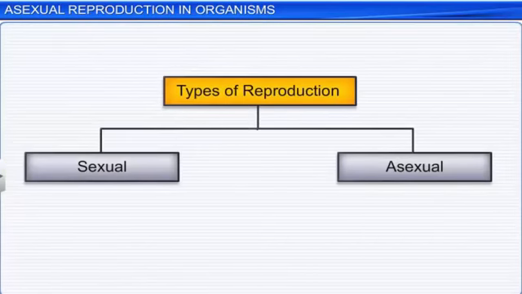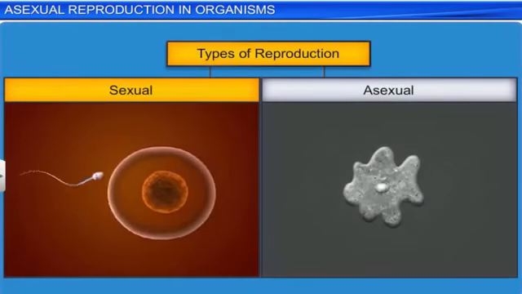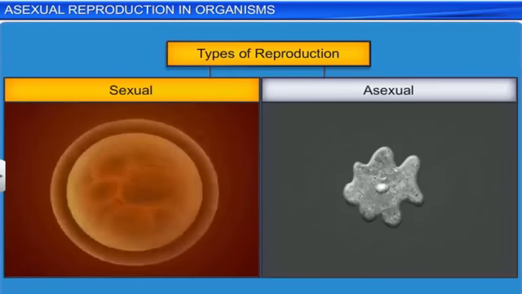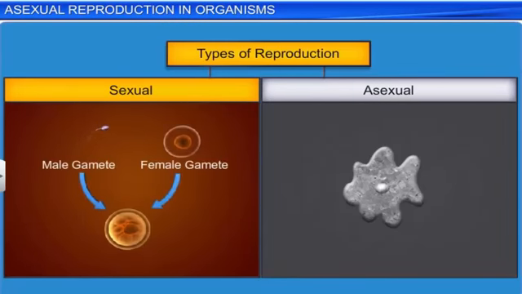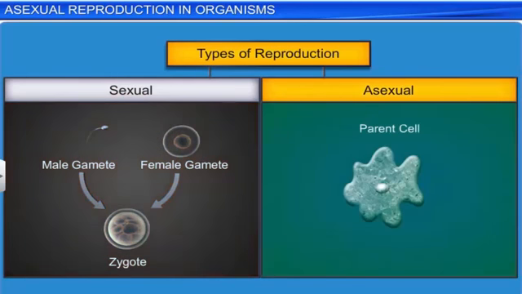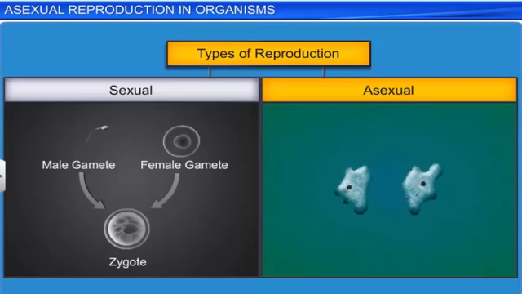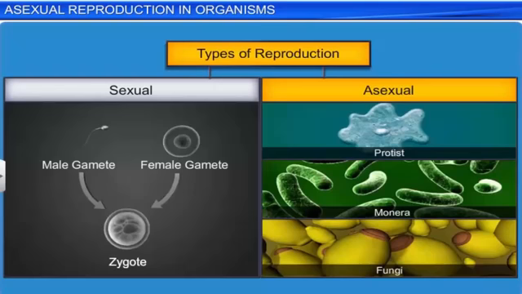In living organisms, we see two types of reproduction: sexual and asexual. In sexual reproduction, a gamete from the male parent fuses with a gamete from the female parent to form a zygote. However, in asexual reproduction, the organism or the parent cell divides to give rise to morphologically and genetically identical organisms called clones. Asexual reproduction, commonly seen in protists, moneruns, and fungi, is of many different types.